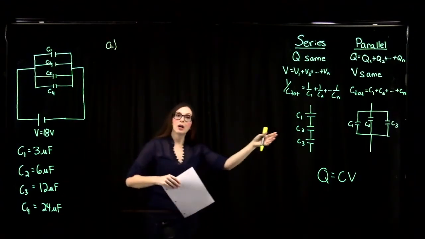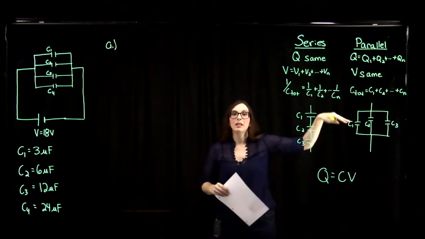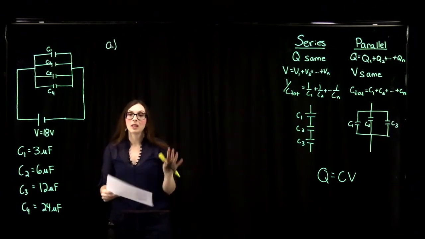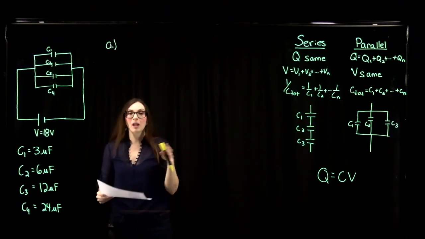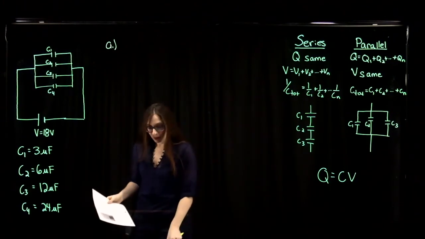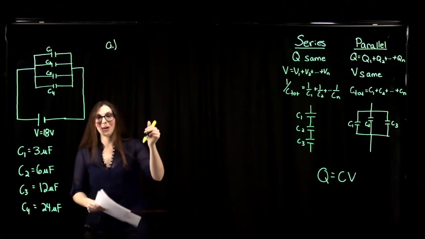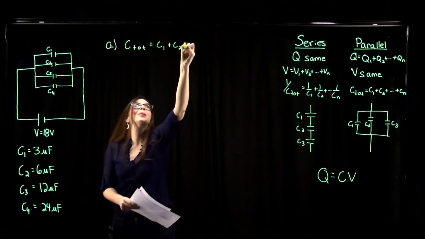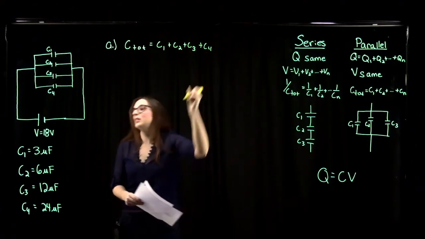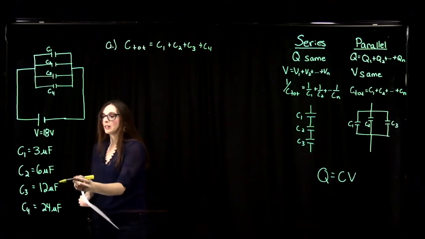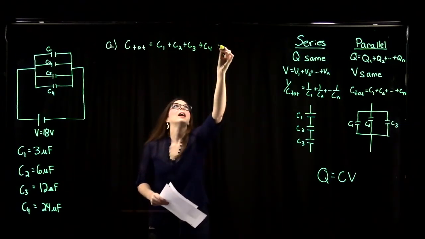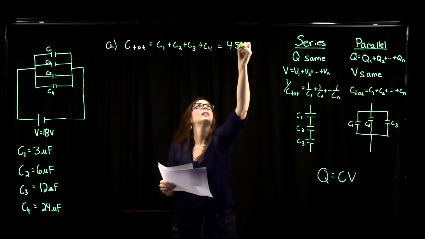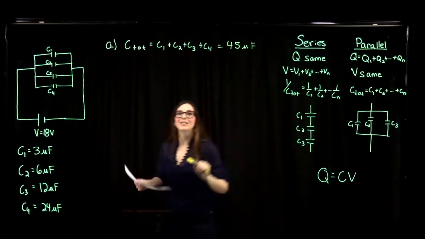So we have to use our relationship. So when we're in parallel, the capacitance just adds up. The total capacitance in my circuit is going to be the sum of all the individual capacitances for each of the capacitors. So this equation is pretty boring. We've got C total is equal to C1 plus C2 plus C3 plus C4. You just sum up 3 microfarad, 6, 12, and 24 microfarads together. That gives us a total capacitance of 45 microfarads. Easy.